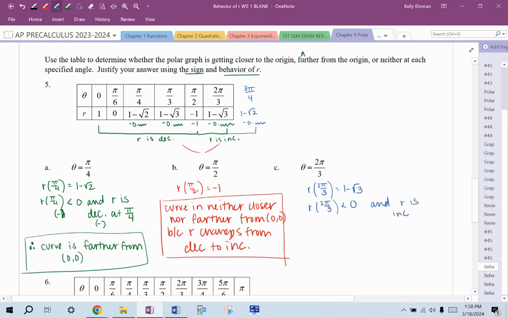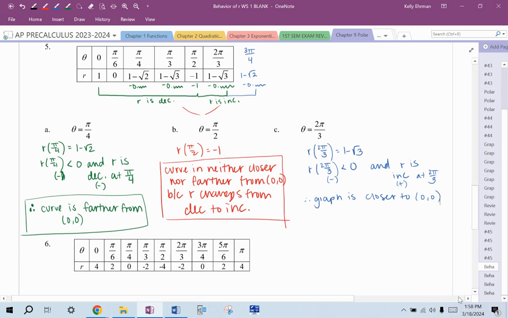So r is negative and r is increasing at 2 pi over 3. So negative but positive sort of connection there. So that means that the graph is getting closer to 0, 0. I already justified with my work. All right, so one more of these.